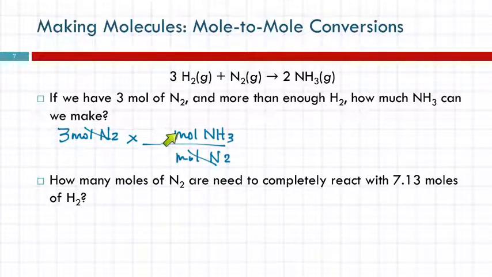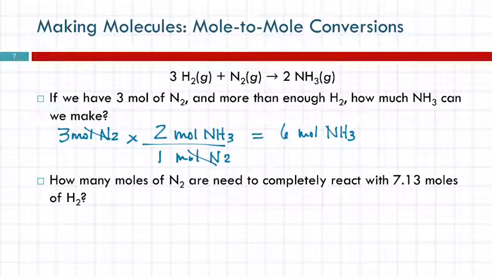After we figured out what the units are doing, we look at the equation and we see that for every 1 mole of nitrogen, we can make 2 moles of ammonia. So I'm going to put 2 in front of moles of ammonia and 1 in front of moles of nitrogen. And then it's just some math, and it's 6 moles of ammonia. Any questions?